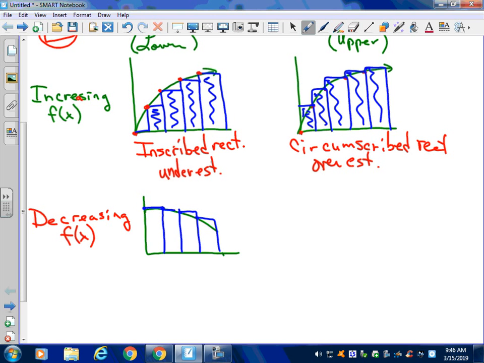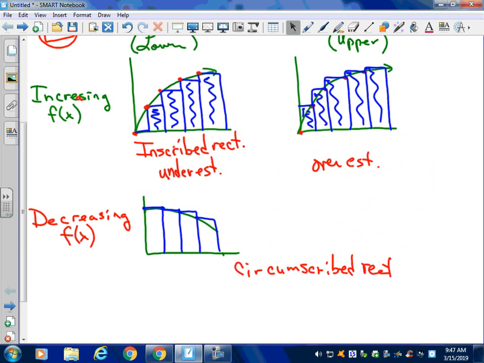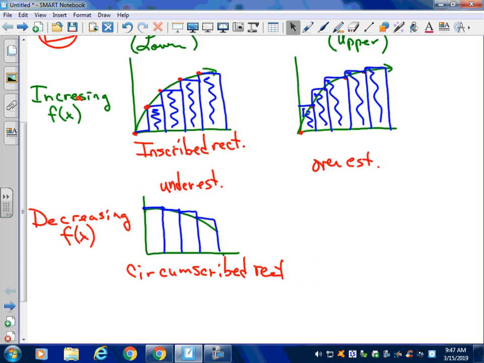Does that make sense? I had to come down a little bit before I could touch the left corner on the curve. Yeah. All right. So the key here is, because it's decreasing, the first one hangs out. So all the rest are going to have to hang out because you're using the left corner. So that makes this one circumscribed and an overestimation. Everybody agree?